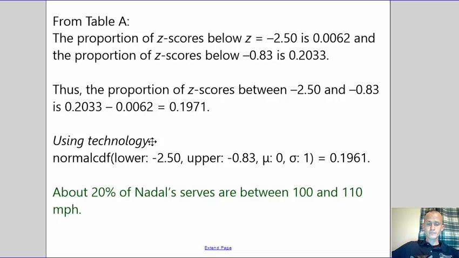0.1971. We can also use our calculator by setting that lower boundary to be that lower z-score, that negative 2.5, the upper boundary to be negative 0.83 with a mean of 0, a standard deviation of 1, and that is our proportion we get. About 20% of Nadal's serves are between 100 and 110 miles per hour.